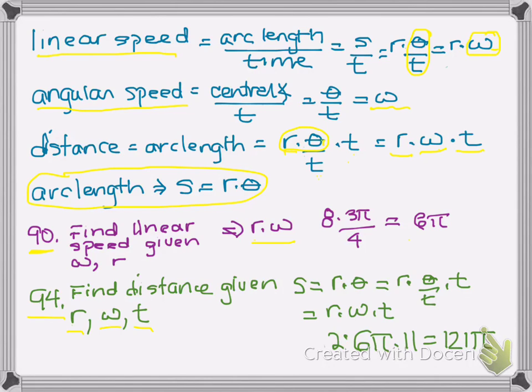Same thing with 94, they want distance, which is really just arc length, but they didn't give you r and theta, they're giving you r, angular speed, and time, so you're kind of breaking them up to identify based on what they gave you. Okay? Hope that helps.